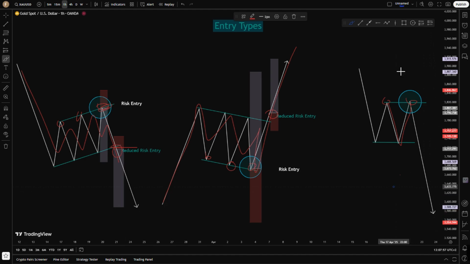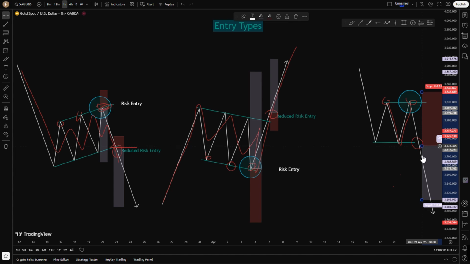And again, when you see a break right here, this is another entry for us. This means that we can take another sell from here. This is going to be our reduced risk entry here with a tighter stop loss, right?